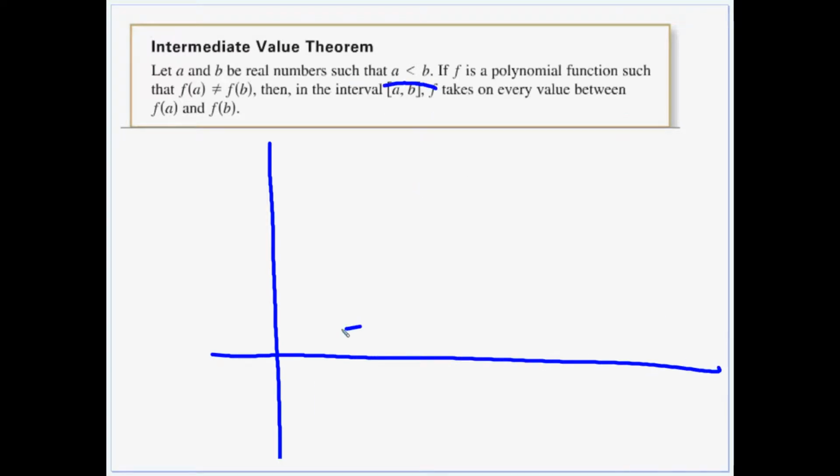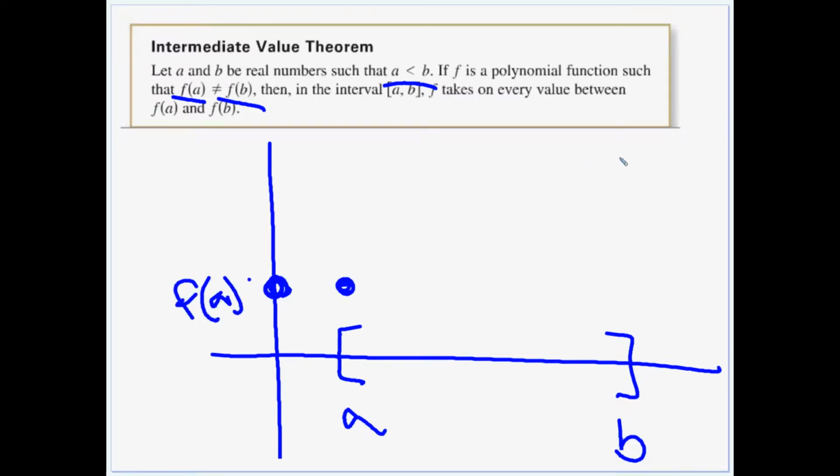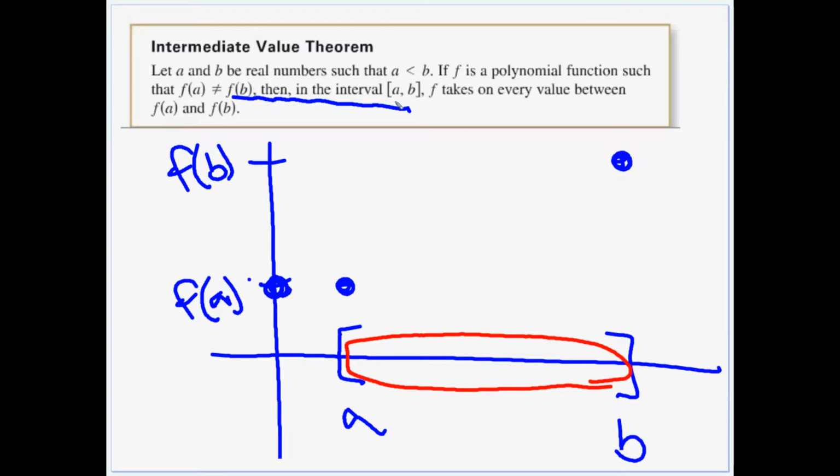So here a is less than b. They're saying a is over here, b is over here. Function f of a is not the same as f of b. So maybe my f of a is here. I'll put f of b up higher. As long as they're not the same on the y-axis, this theorem will apply. Then in the interval between a and b, somewhere in between here, our function will take on every value between the outputs.